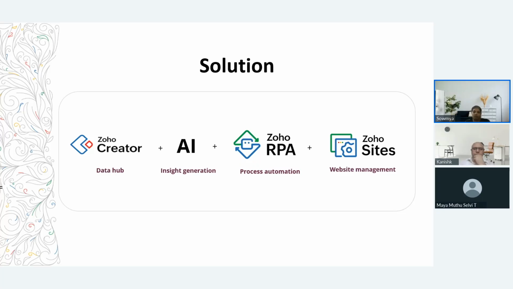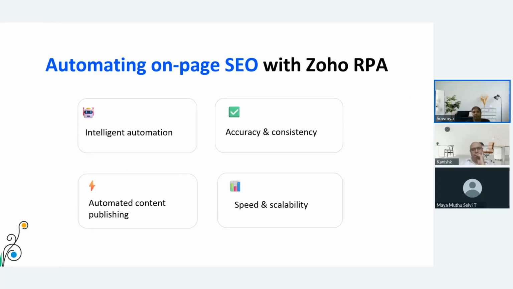RPA goes beyond automation and supports content creation as well. When combined with AI, it becomes even smarter. It can research trending topics, write blog posts, add SEO tags, and personalize content for different audiences. Your on-page SEO will not only be faster, but also smarter and more proactive. By combining the strengths of intelligent automation, accuracy and consistency, and content creation, you will get a fully automated SEO process that continuously improves your visibility over time.